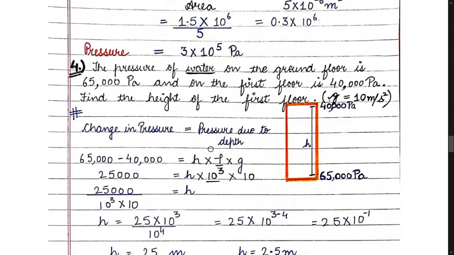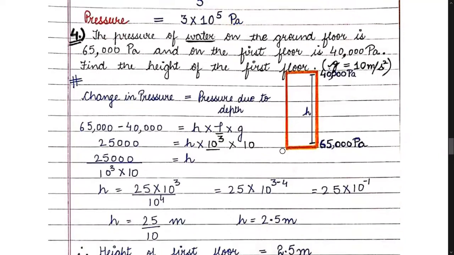Now, similarly, question number 4, the pressure of water on the ground floor. You might have experienced, students, that on the ground floor the water pressure is more, and at the first floor the pressure of water is less. So if I want to find the distance between ground and first floor, I first want to find the difference between the water pressure, which is given to be 65,000 pascals on ground floor, and on first floor it is 40,000 pascals. Question is, find the height of the first floor. Height means you have to find the height from the floor of the ground floor.